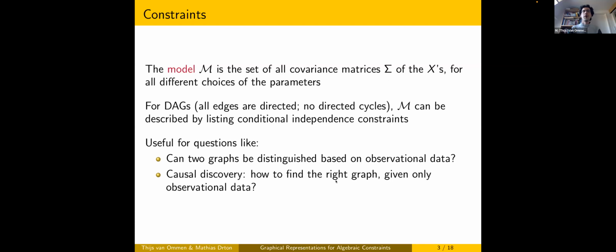Now, this is possibly too idealistic in many practical cases, but still, knowing the model can be useful for other reasons. For instance, we would still want to know, given two graphs, if it is even possible to distinguish them based on observational data. Or sometimes it only becomes possible to distinguish them if we make additional assumptions. So knowing the model will help us to answer all sorts of questions like these.